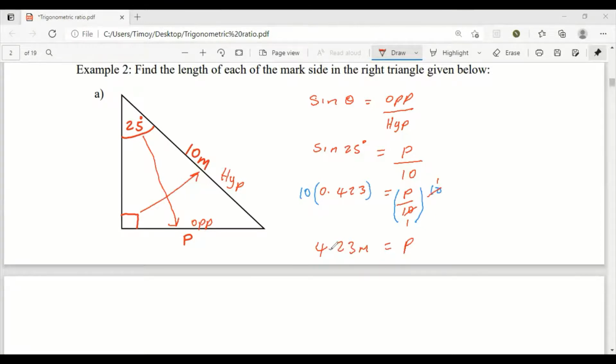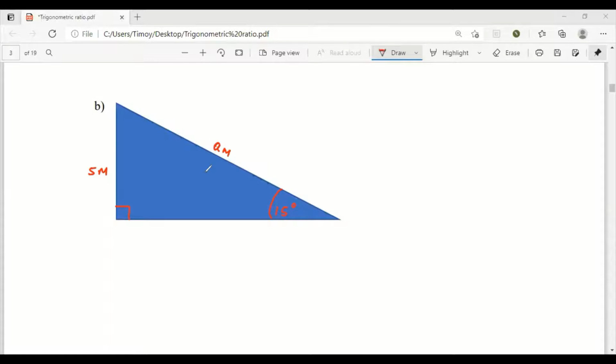meters. Now we are asked to find the length A here. Again, we are given a right angle triangle. The first and best thing to do is to always label the triangle in terms of opposite, hypotenuse, and adjacent based on the given information. The first thing we label is our hypotenuse, because that is the longest side and it is always opposite to the 90 degrees angle. So where A meter is, we know that length is the hypotenuse.